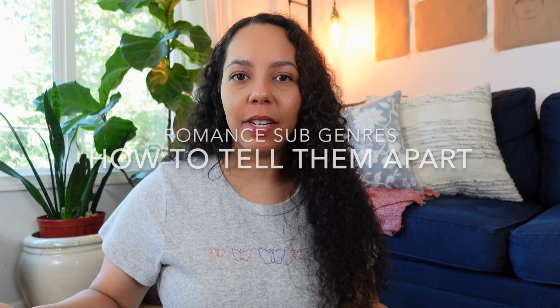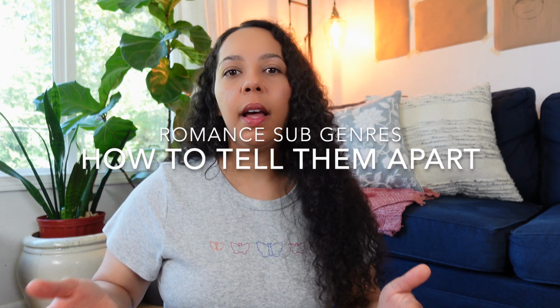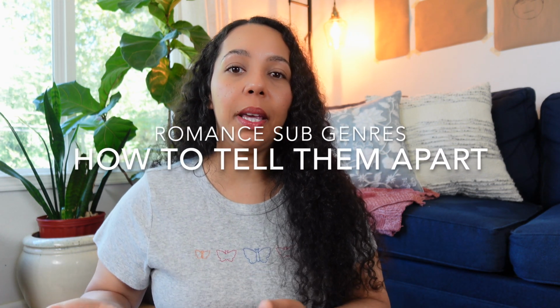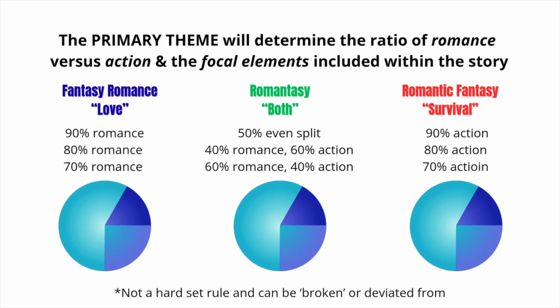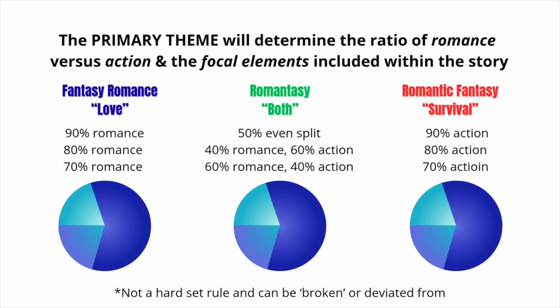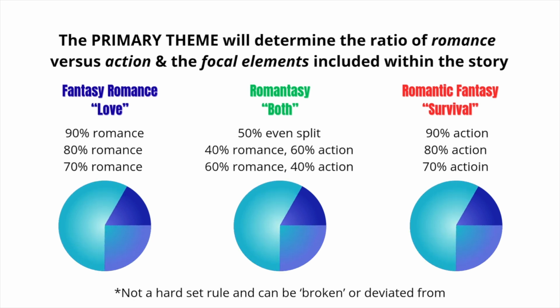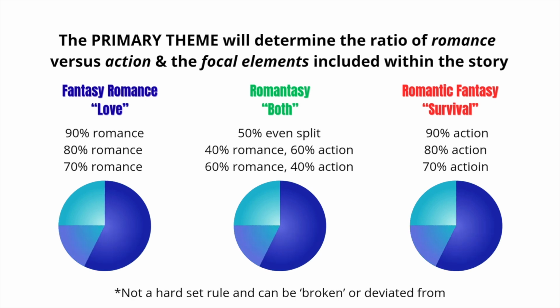You can determine the difference between these based on which plot line is going to be the main plot or the subplot within the novel that you're writing. And the way that we can determine that is based on the ratio of romance to action within each of the categories or the novels that you're reading within the categories. If you have more romance, less action, you are looking for fantasy romance. More action, less romance, you're looking for romantic fantasy. And if you have an equal amount of both action and romance within the novel, you are looking for romantasy.